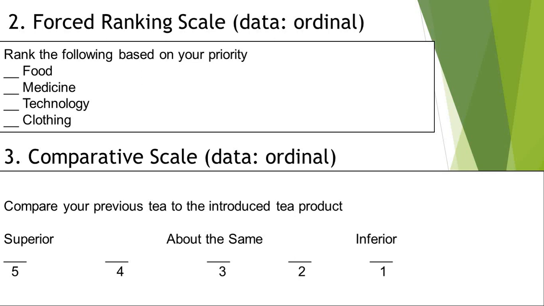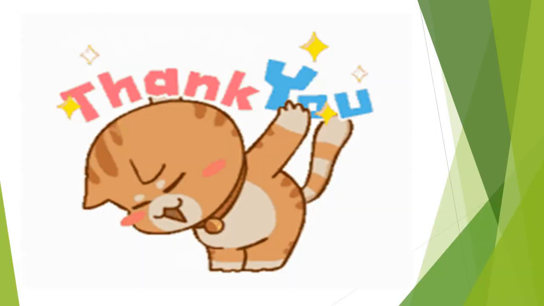Forced ranking scale, data is ordinal. Rank the following based on your priority. If you prioritize technology over food, then so be it. It's up to the respondents. Comparative scale, ordinal data. Compare your previous tea to the introduced tea product. Is it superior? Not? About the same? Inferior? So this is the comparative scaling. You're comparing two products, the introduced product and the existing product.